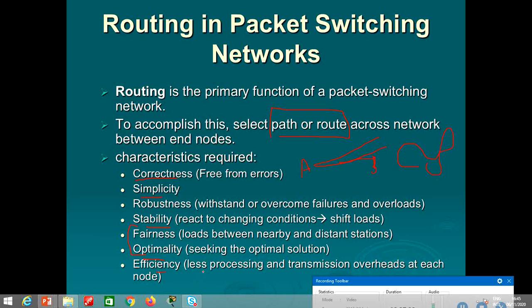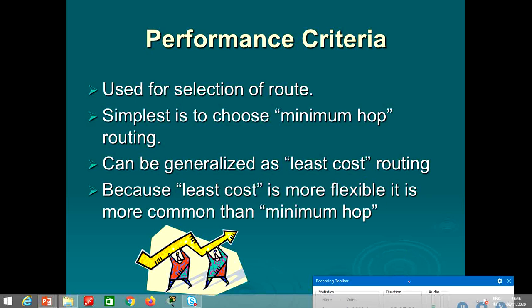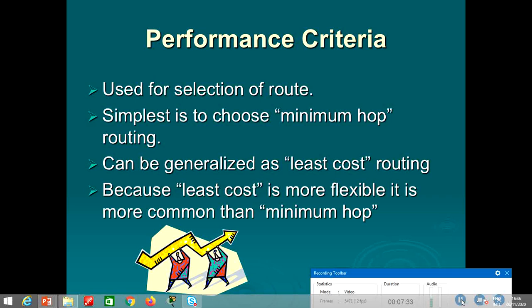Efficiency is less processing and transmission overheads at each node. Because some processing overhead at each node is involved and the transmission overhead is also involved, the penalty of such overhead needs to be less than the benefit obtained. So these are some of the characteristics which are required while selecting a route. Moving ahead, next we come to the performance criteria. What should be the performance criteria?